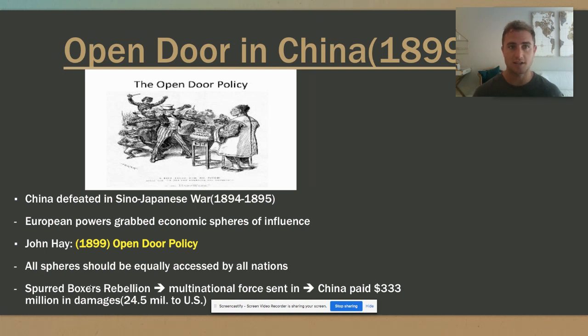Now, the United States does not have any land in China. It doesn't have any economic control over China. But the United States has emerged as one of the most powerful countries in the world, perhaps the most powerful military, behind only Great Britain. And so the U.S. Secretary of State John Hay is going to propose something called the Open Door Policy. There should be free trade and extraterritorial rights in all of China, regardless of who owns a sphere of influence in which part of China. This is going to introduce free trade there.